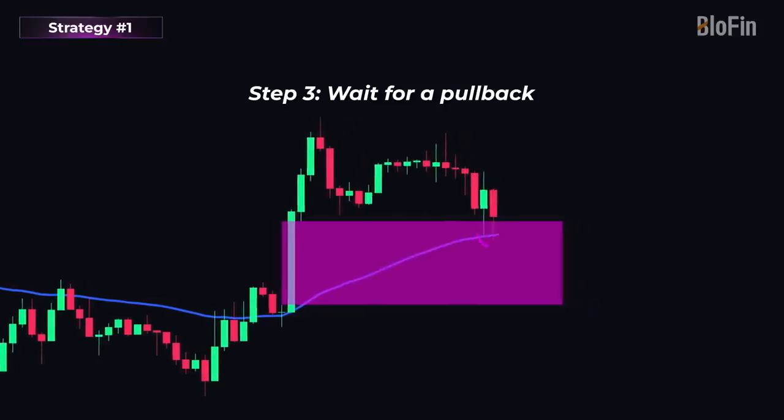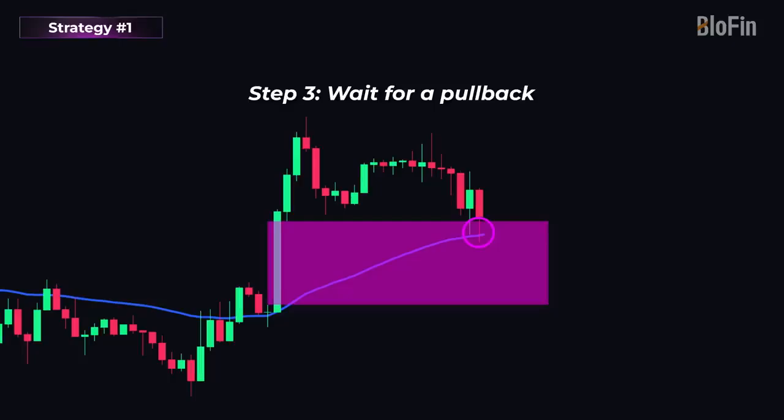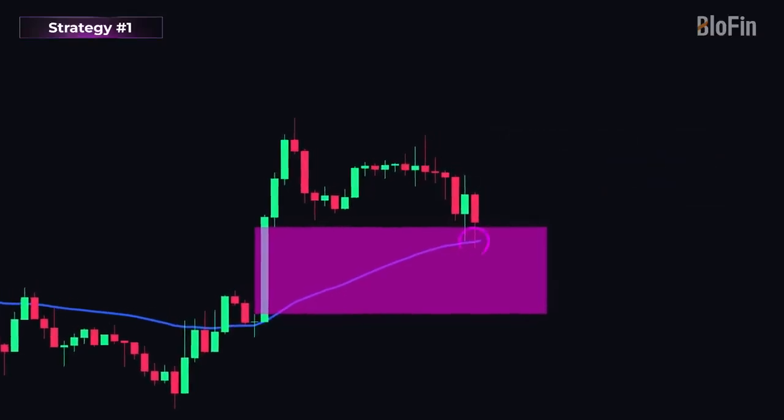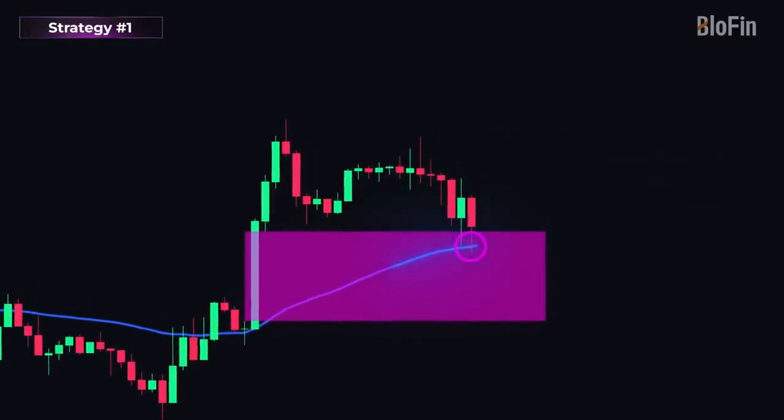In this example, price eventually pulls back into the gap. Now, ideally, we also want to see some confluences here, which simply means that there must be other factors confirming the setup besides the fair value gap alone. In this case, we can see that price is also sitting on the 50 EMA, acting as a support level. This gives us extra confirmation that it will likely bounce from this area.